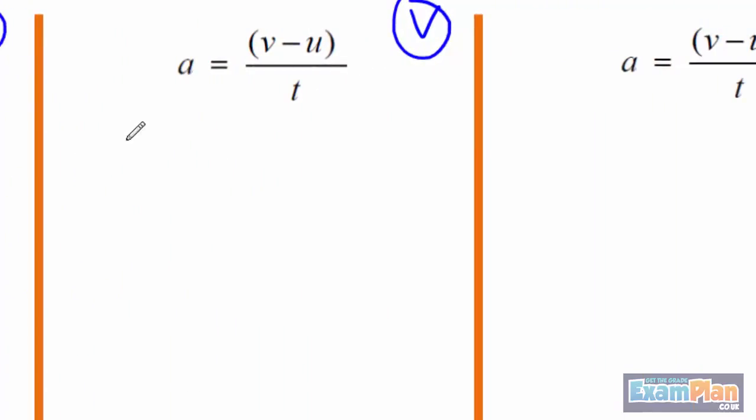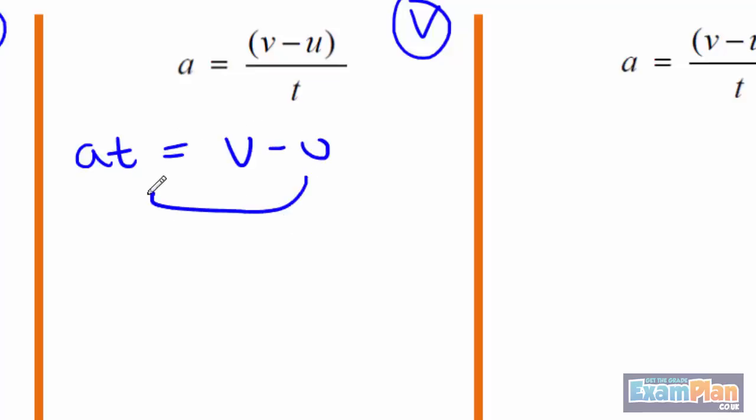Now let's make v the subject. Start by taking t to the other side, as we did before. And now we need to move u to the other side, so v is left as the subject of the equation. It's a minus u on this side, so when it goes to the other side, it becomes a plus u.